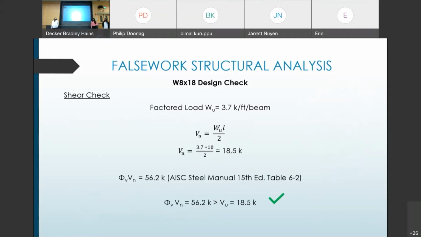Then we conducted a shear check on the member. We found our shear to be 18.5 kips. The design shear of this member was 56 kips, which was greater than the 18.5.